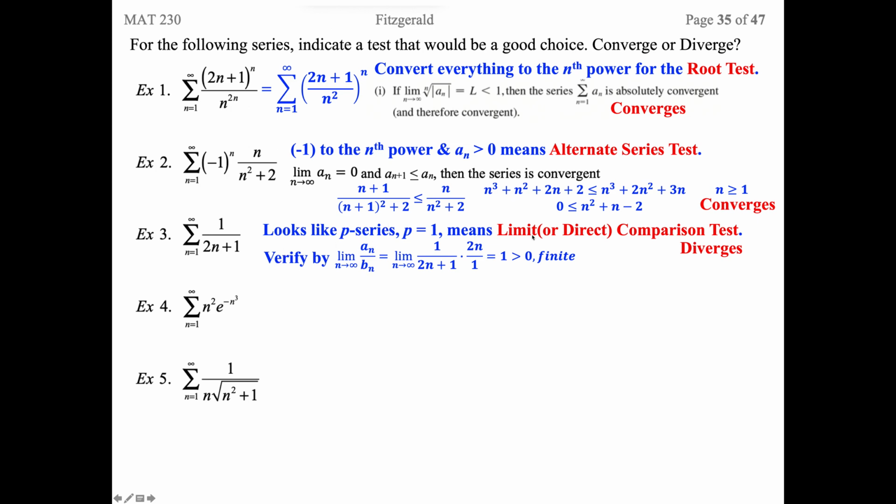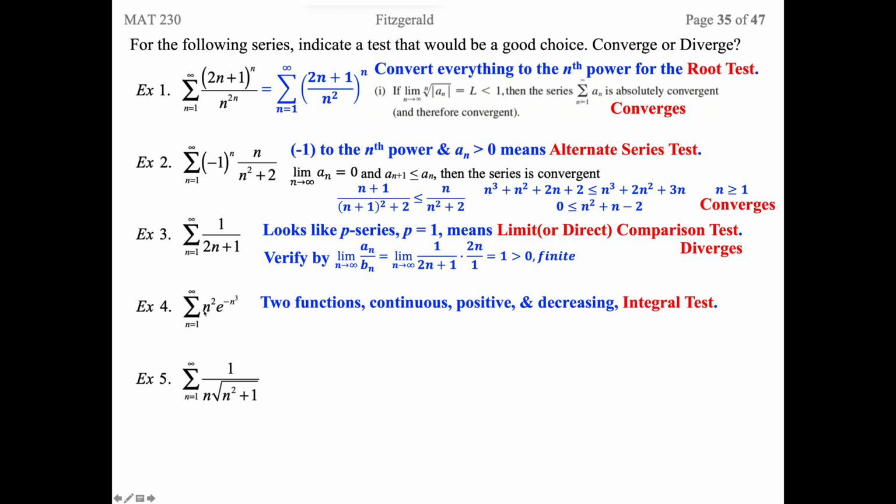So if we did the limit test on this one, take the limit of the original a sub n divided by the 1 over 2n, or multiply by its reciprocal, 2n over 1, you get 2n over 2n plus 1. The 2 over 2 leading coefficient ratio tells us we're going to 1, so that's greater than 0 and finite, so that verifies that it does diverge.